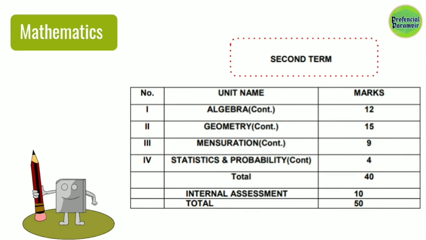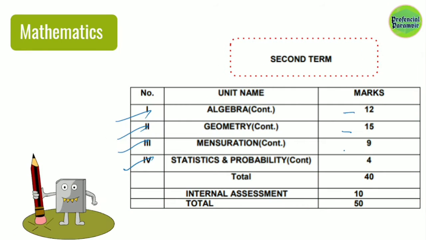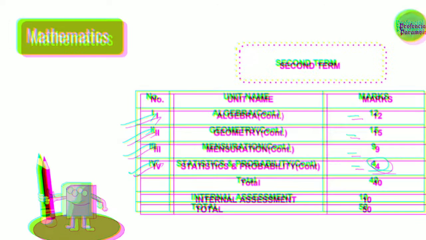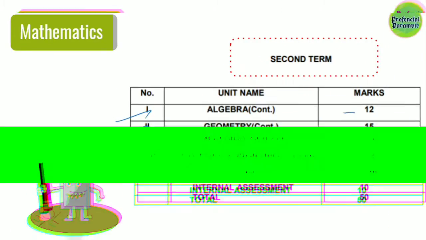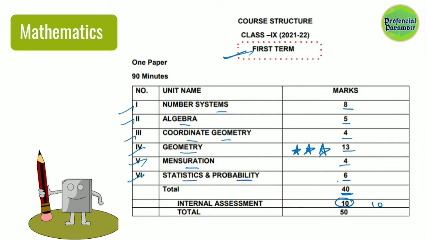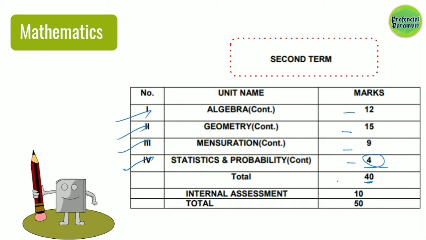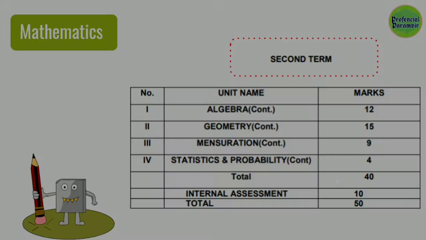Now let us move to second term. In second term, algebra, geometry, mensuration, statistics and probability will be continued. Algebra will carry 12 marks, geometry will carry 15 marks, mensuration 9 and statistics and probability will carry 4 marks. So guys, total term 1 and term 2 will be of 40 marks, and there will be 10 marks of internal assessment for both the terms, and total will be of 50 for term 1 and 50 for term 2. That means the final total will be 100 marks.